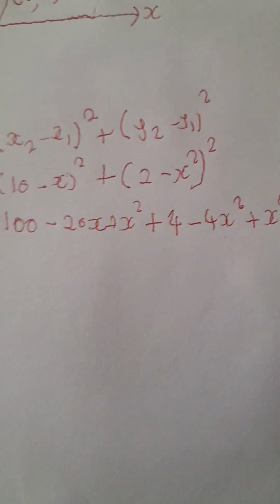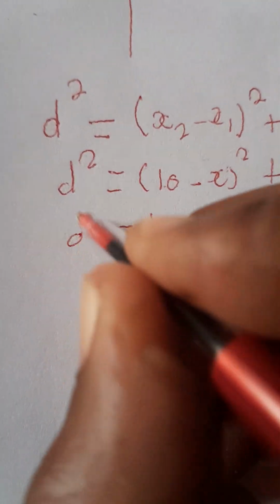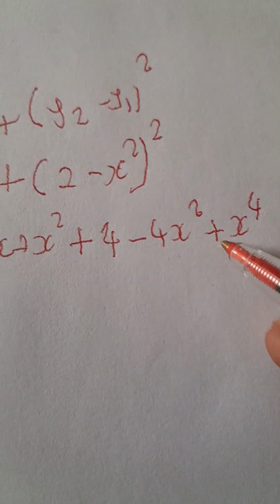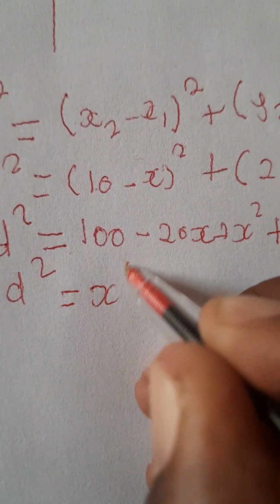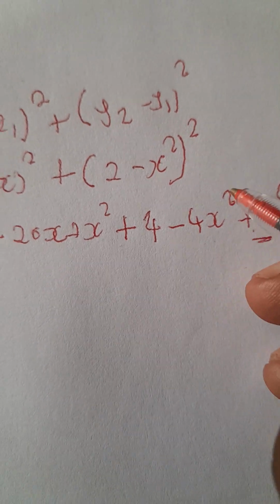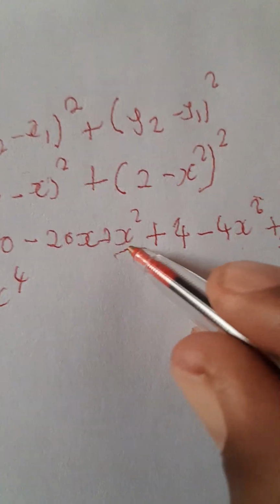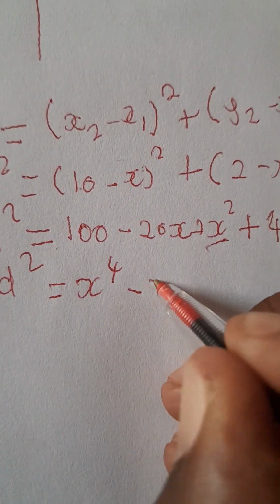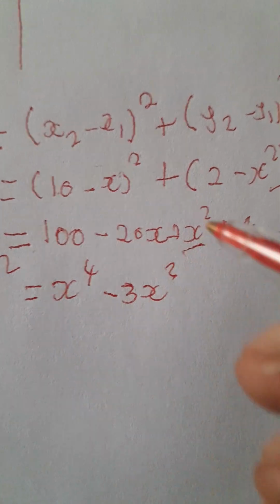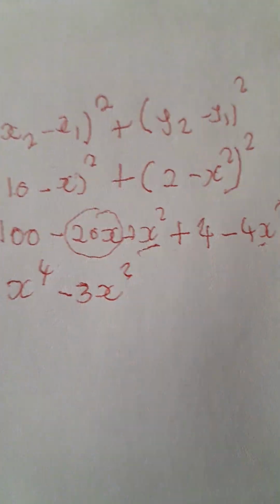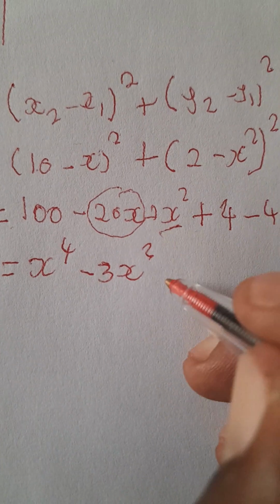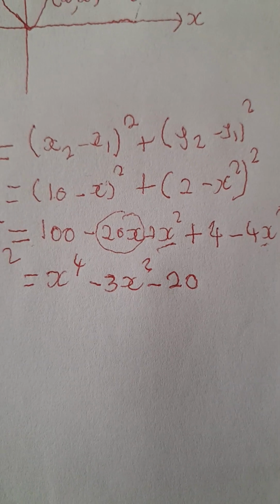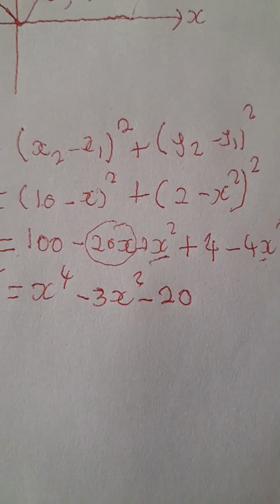So we need to group this in standard form. We have d squared there. We are going to have x to the power 4. Then let's collect the like terms. We have x squared and negative 4x squared, which will be minus 3x squared. Like terms, guys. Does negative 20x have a like term? No, it does not, so it will be negative 20x.